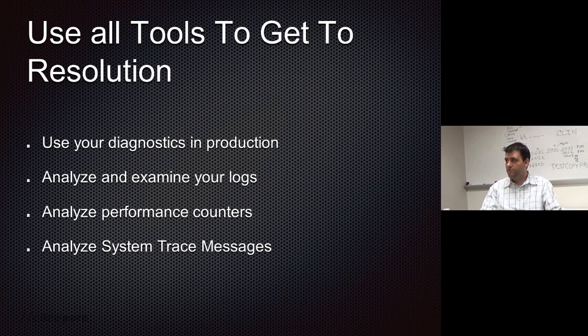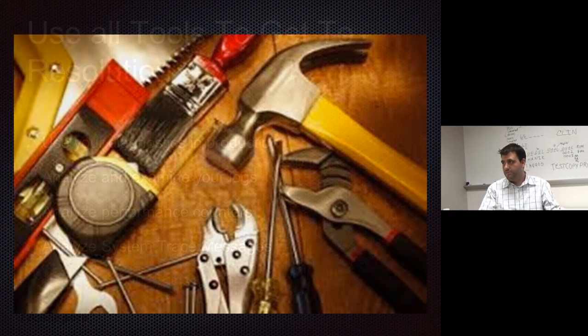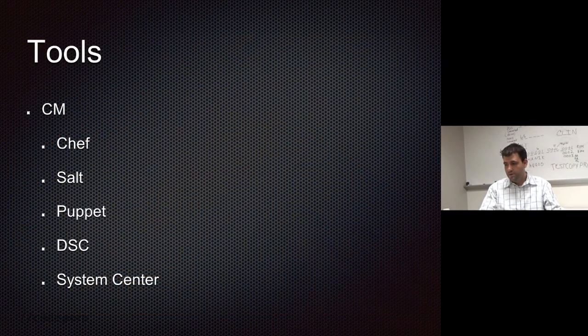And then analyze system trace messages. So I've talked a lot about process, but you're probably wondering what the actual tools are that I can use to get some of this done. When we talk about configuration management, there's a number of tools. There are more mature tools like Chef and Puppet, and less mature tools like Salt. DSC is brand new on the block.